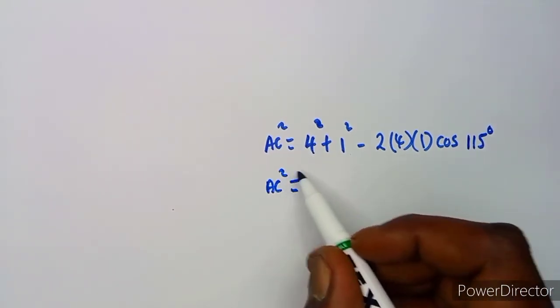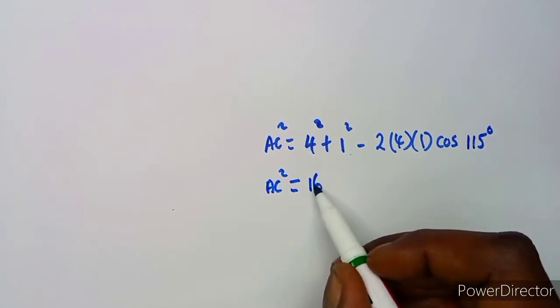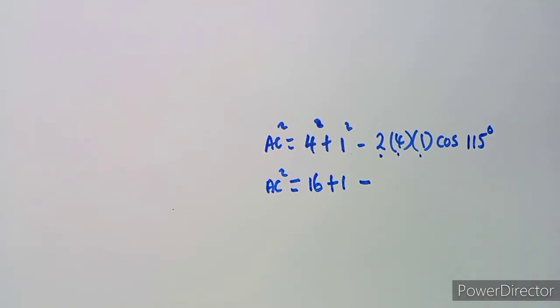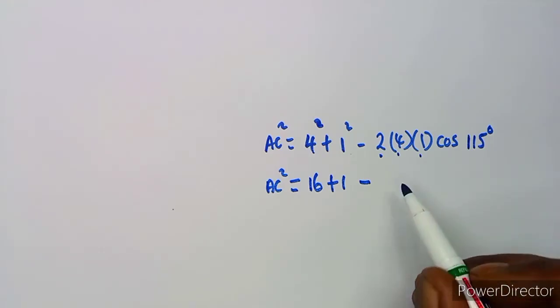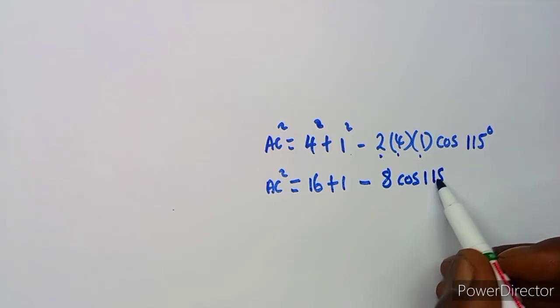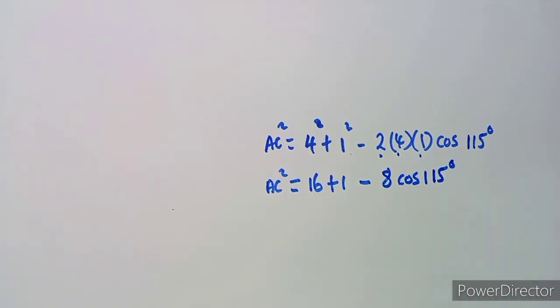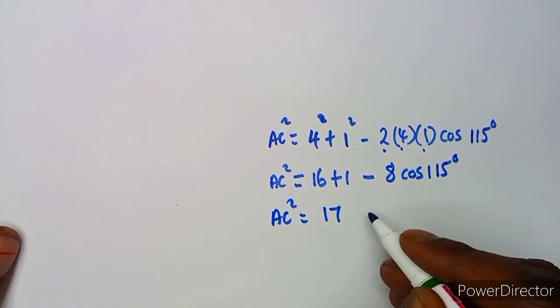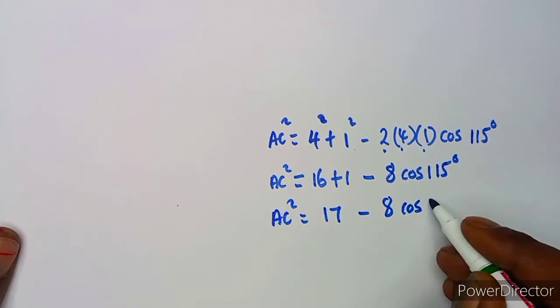So AC squared, that's 4 squared, which is 16, plus 1 minus 2 times 4 times 1, which is 8. 2 times 4 is 8, 8 times 1 remains as 8. So this is what you're going to have at the end. And simplifying further, that's 16 plus 1, which is 17 minus 8 cos of 115.